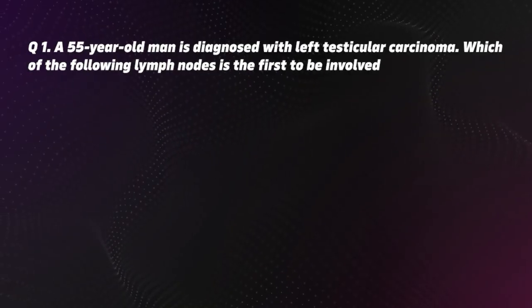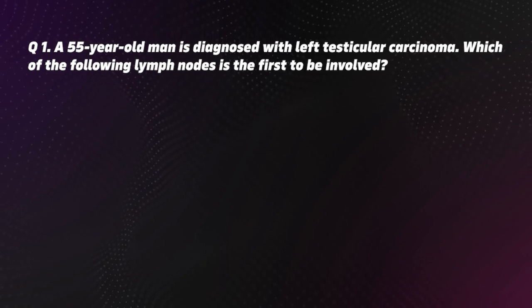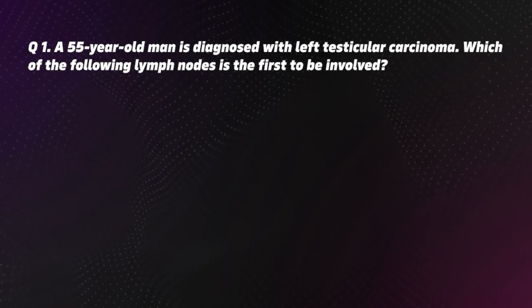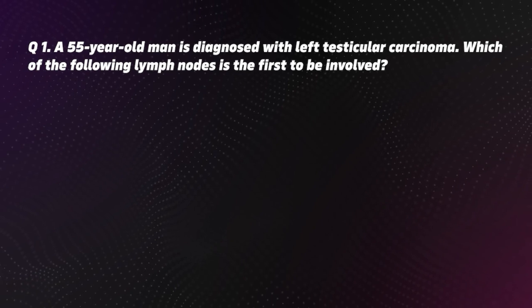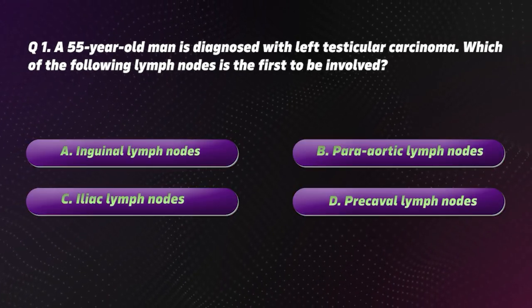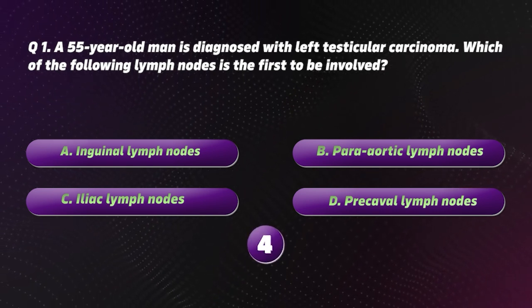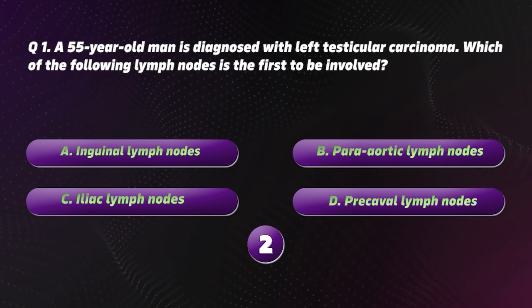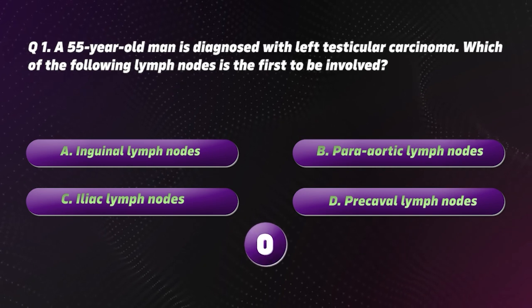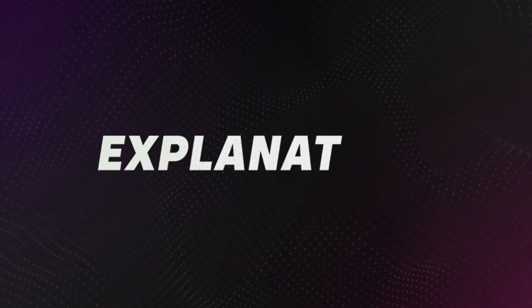Question 1. A 55-year-old man is diagnosed with left testicular carcinoma. Which of the following lymph nodes is the first to be involved? Here are the options. A. Inguinal lymph nodes. B. Para-aortic lymph nodes. C. Iliac lymph nodes. D. Precaval lymph nodes. And the correct answer is option B. Para-aortic lymph nodes.